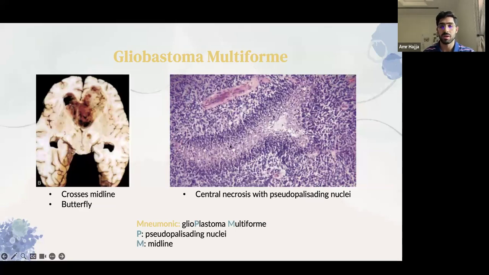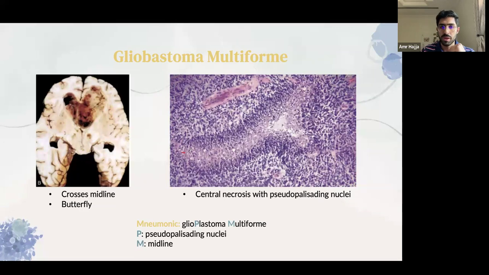Here we have histopathology. What happens in this type of tumor is that there will be a central necrosis, and the central necrosis. Let me just put the pen. Yes. Oh, sorry. 1 second.